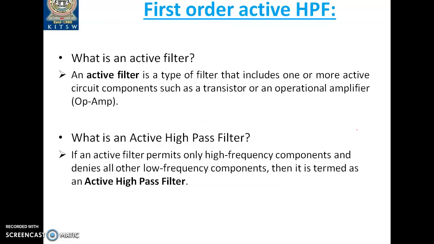First order active high pass filter. So what is an active filter? An active filter is a type of filter which includes one or more active circuit components such as op-amp. And coming to the high pass filter, if an active filter permits only high frequency components and denies all other low frequency components, then it is termed as active high pass filter.